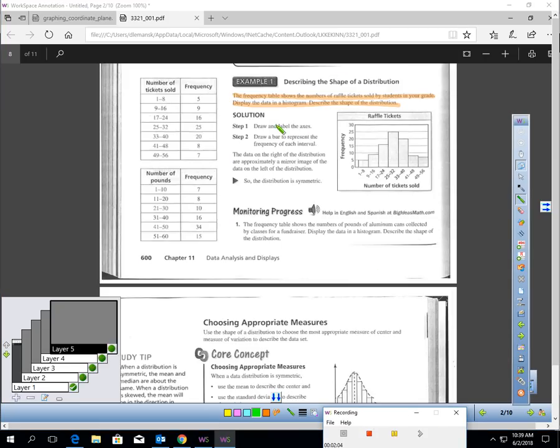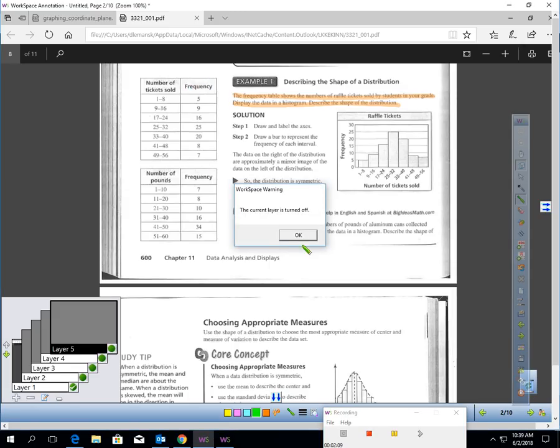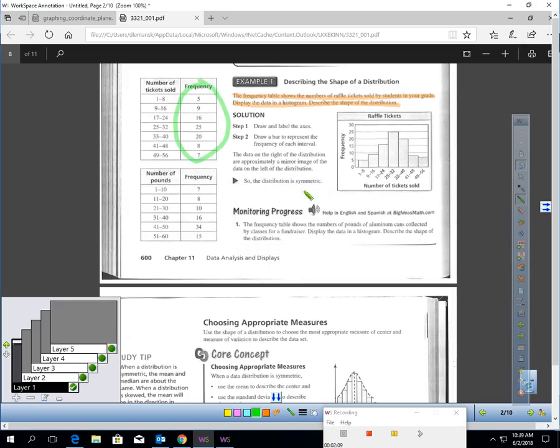Here's a practice question. This frequency table here, and let me circle it, shows the number of raffle tickets sold by students in your grade. Display the data in a histogram, and describe the shape of the distribution. So first of all, to make the histogram, you can see what they did. They made a bar which represented 1 to 8 tickets sold. They made a bar that represented 9 to 16 tickets sold. They made a bar that represented 17 to 24 tickets sold, and so on.